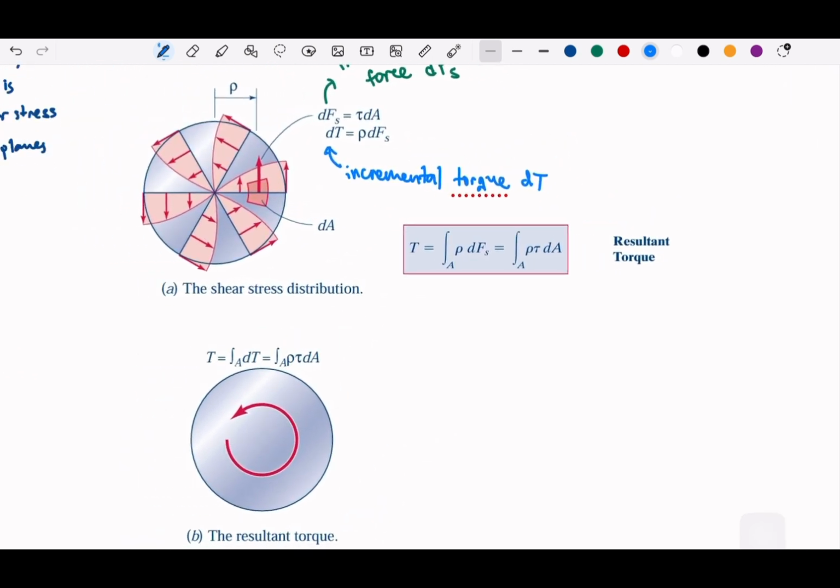Okay, it is basically the integration of rho and then dF. Because we can observe the area as our point of integration, we can write down the dF as tau dA. So it means torque is all the summations of the small increments, so we calculate all in terms of the integrations.